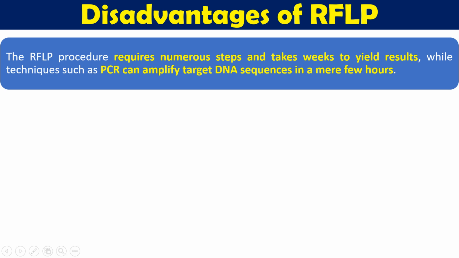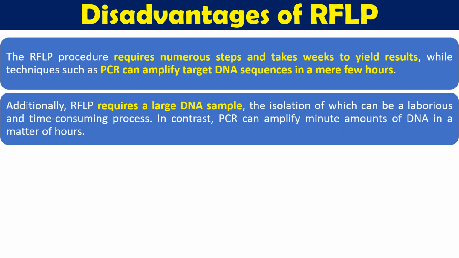While other techniques, where similar things can be done with PCR-based techniques, don't have many steps and take less time, because in this case we require a lot of time for blotting and other things. It can take days, but in the case of PCR you can do the same test within hours. So that is a disadvantage of this RFLP technique.